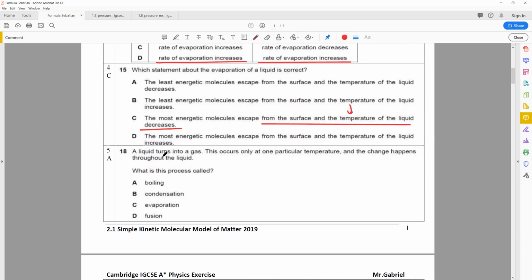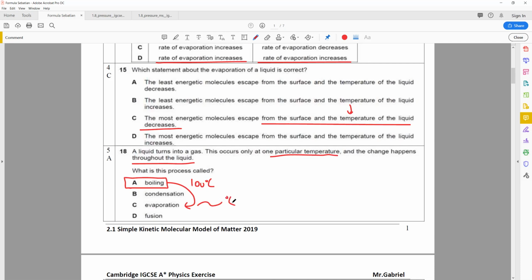Then it says that liquid turns into a gas. This occurs only at a particular temperature and the change happens throughout the liquid. Obviously, it is going to be boiling. I've mentioned this last week. The main difference between boiling and evaporation is that boiling only occurs at boiling point, which is for water 100 degrees Celsius, whereas evaporation can occur at any temperature. It doesn't matter if it's 0 or 100, there will be evaporation occurring.